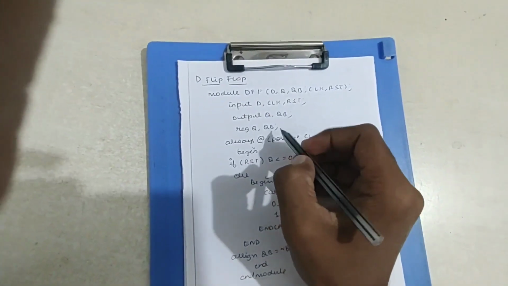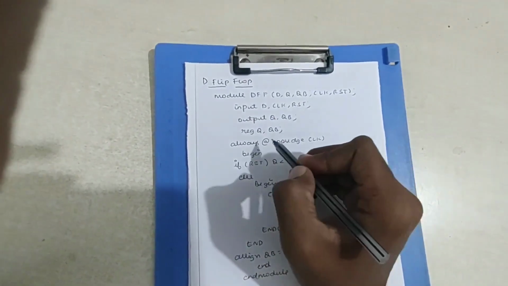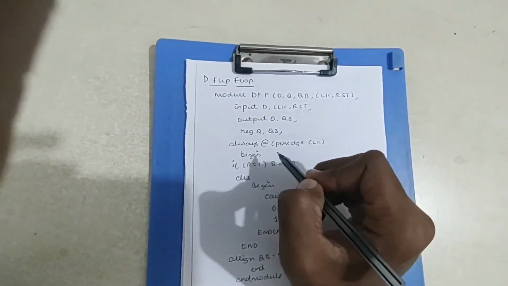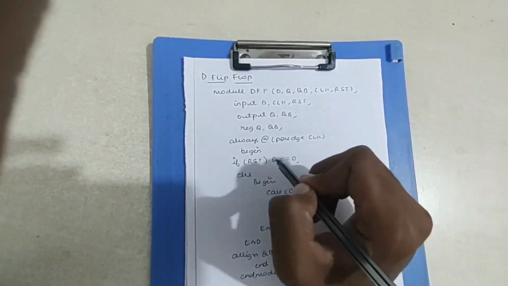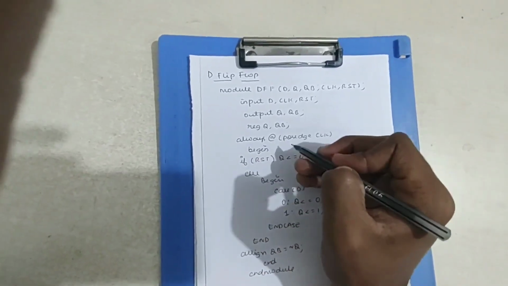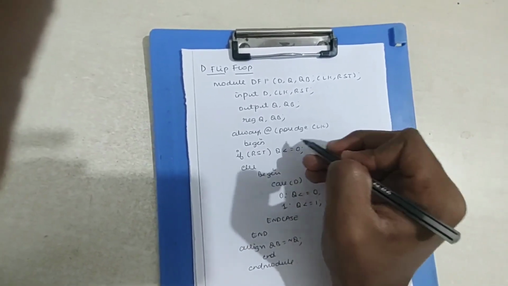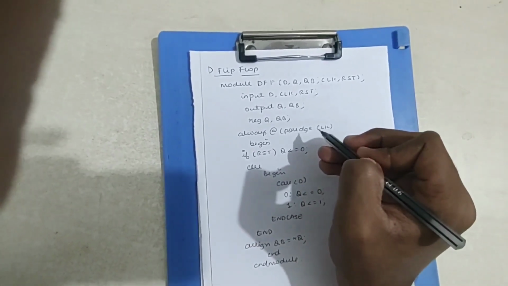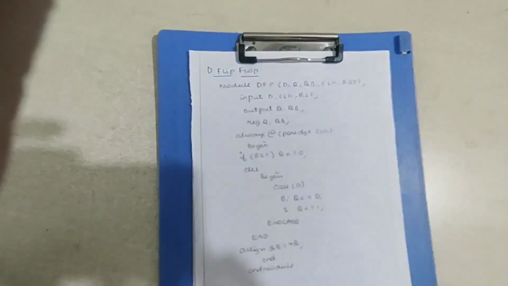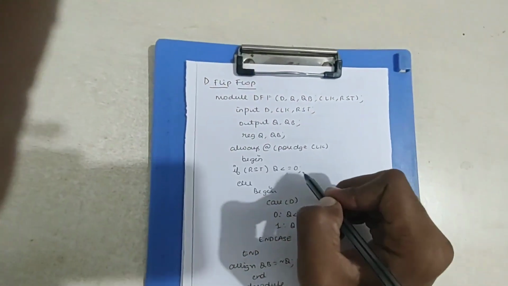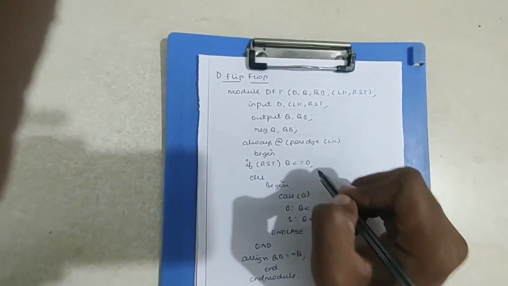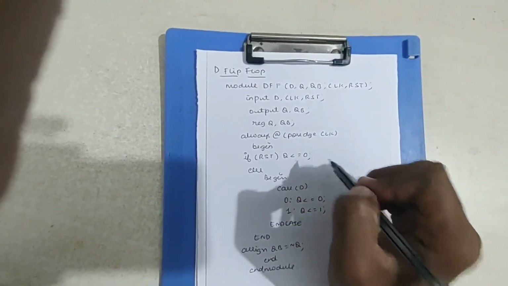Here, reg Q, QB. These are the registers that store the current state of the flip-flop and its complement. Always @(posedge CLK) begin. This statement gives the information that the block is triggered on the positive edge of the clock signal, here named CLK. If RST is asserted, the flip-flop is to be reset and Q is to be set to 0.